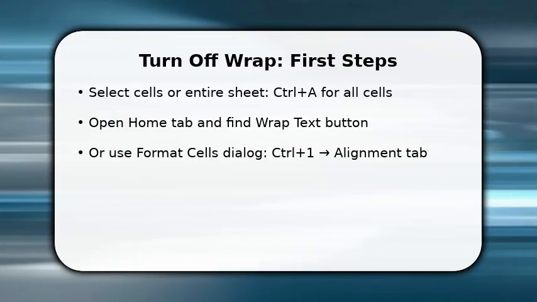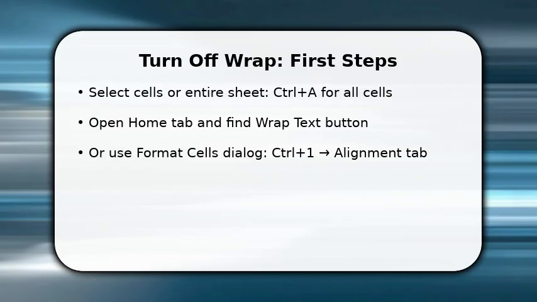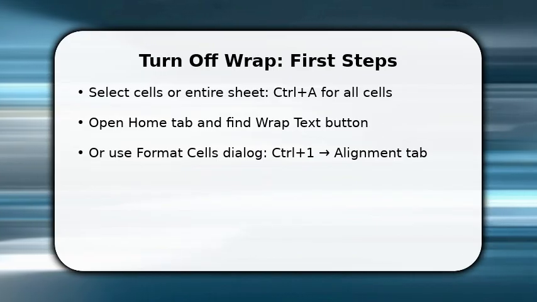You start by selecting the exact cells you want to change. Use Ctrl+A to target the whole sheet if needed. Once selected, head to the Home tab and locate the Wrap Text control so you can toggle it quickly. If you prefer precise settings, press Ctrl+1 to open Format Cells, then switch to the Alignment tab.